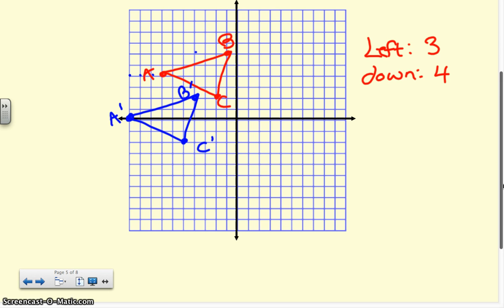Okay? What the MCA in your book will ask you is to describe the translation. When I describe this, all I need to know is that A prime is always the new one. The primes are always the brand new image. So I just go to my original and I say, what did I do to this to get down here? What did I do to A to get to A prime?